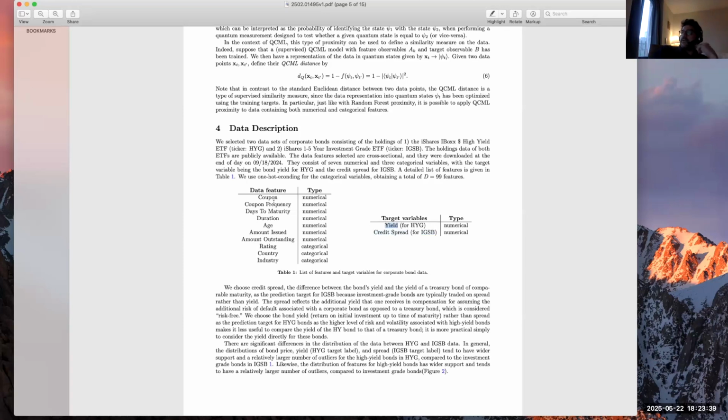But again, the goal, whether we're talking about the quantum machine learning algorithm or a classical machine learning algorithm, is to essentially learn the functional dependencies among the input variables, and also in the output variable.